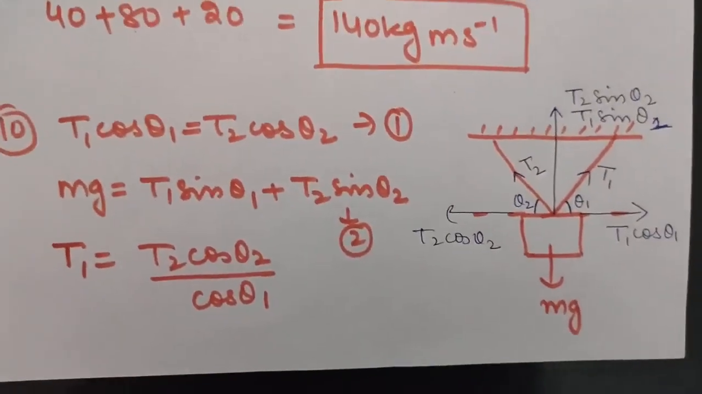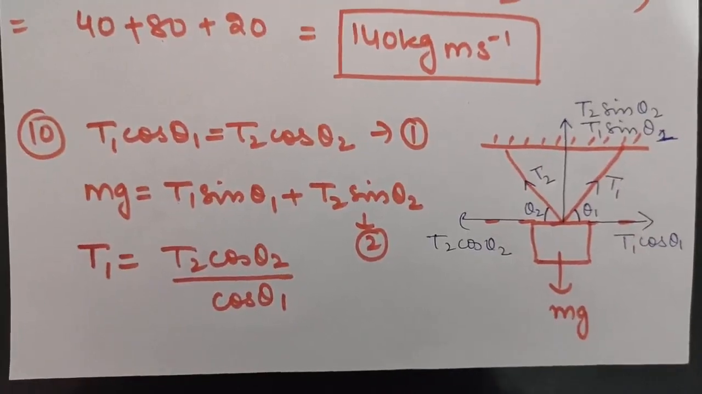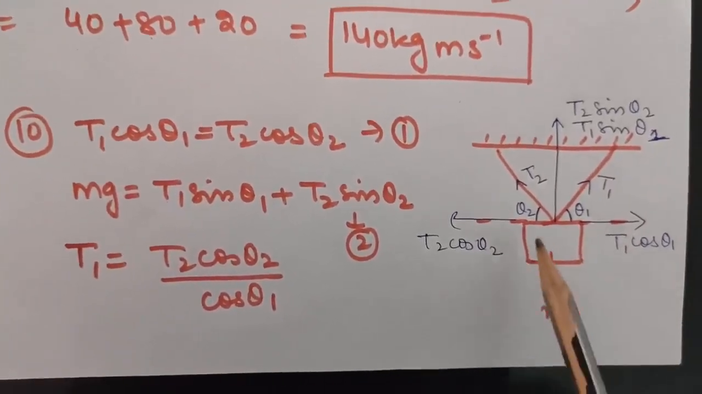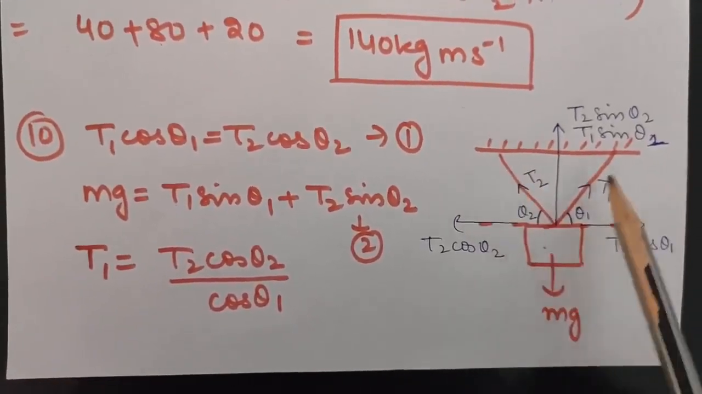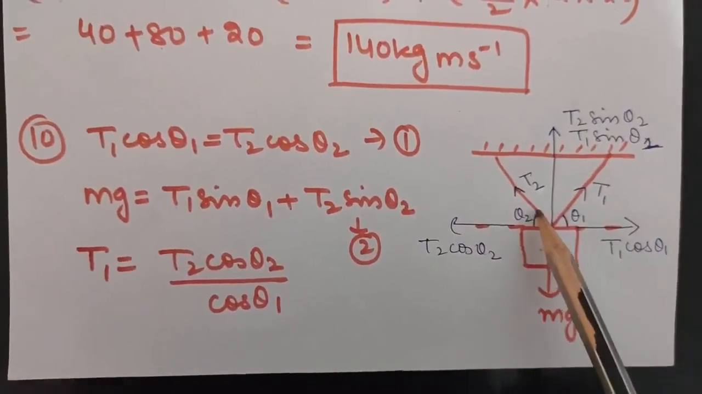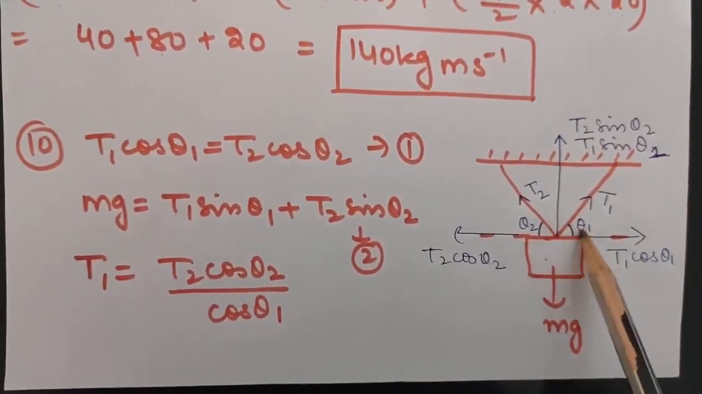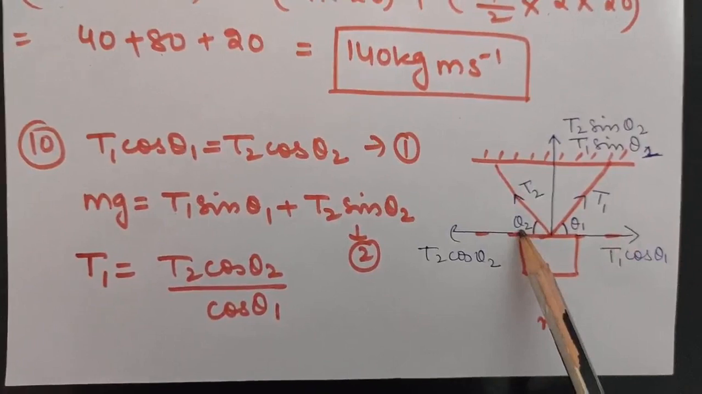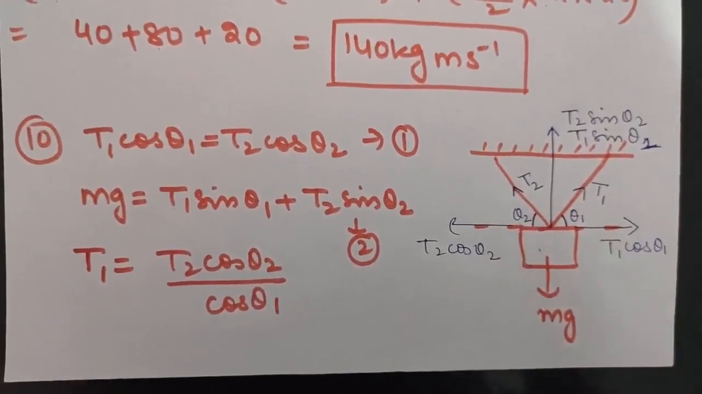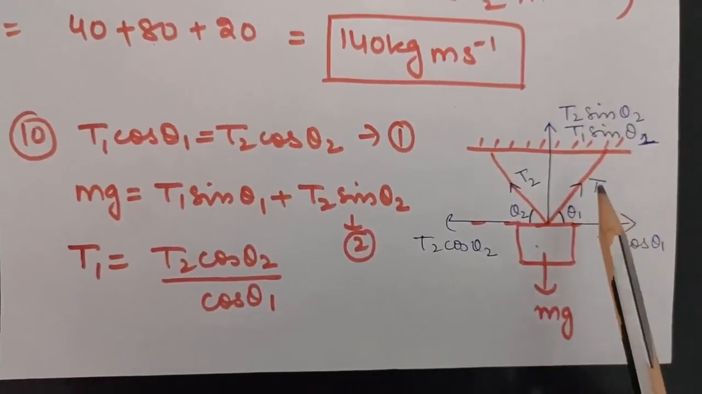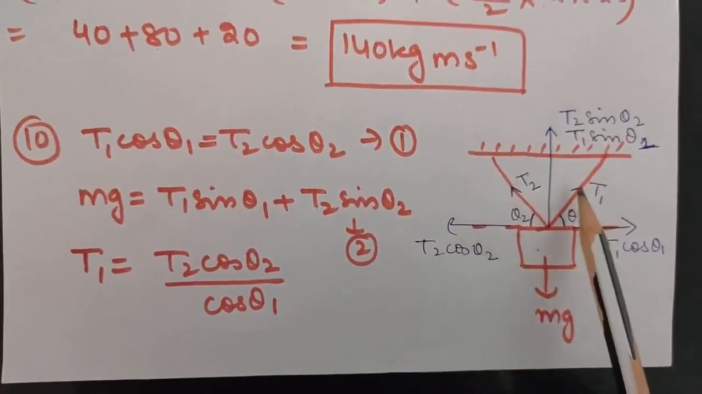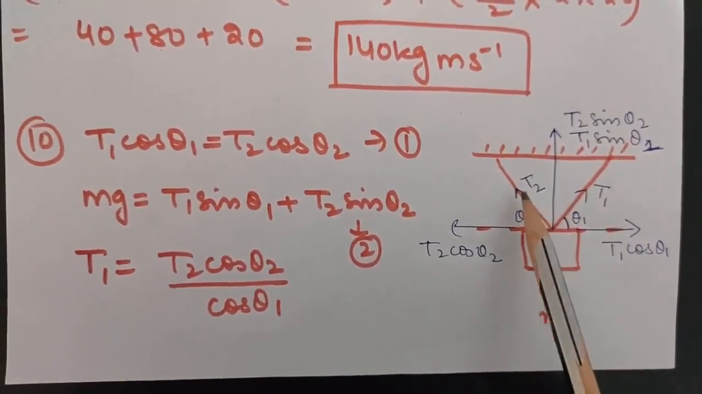Okay, so the next is question number 10. It says that a body of mass m, this is body of mass m, is suspended by two strings at an angle of theta 1 and theta 2. Okay, so let us suppose this is angle theta 1, this is angle theta 2. Now, with the horizontal, you have to calculate the tension in the two strings. So let us suppose tension in this string is T1 and in this string is T2.